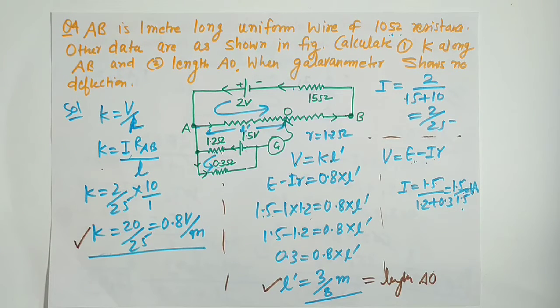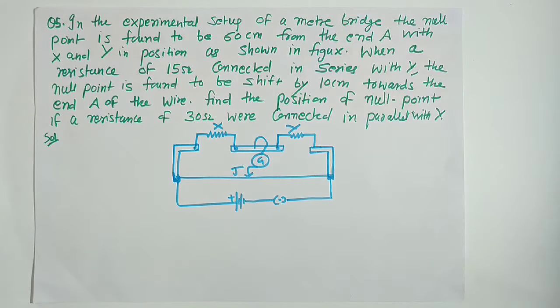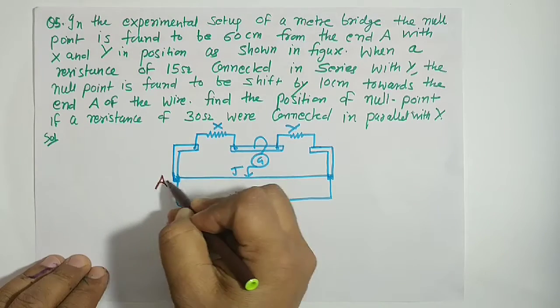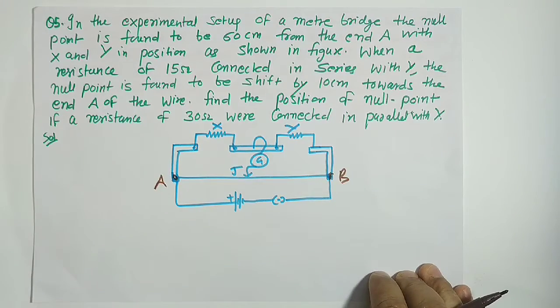Now I am going to talk about question number 5 and 6. Now question number 5. I think question number 5 is related with meter bridge. If you see the question, in the experimental setup of meter bridge, the null point is found to be 60 centimeter from the end A. This is end A and this is end B.